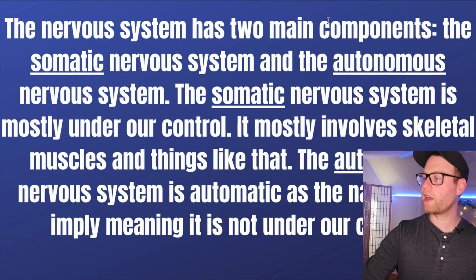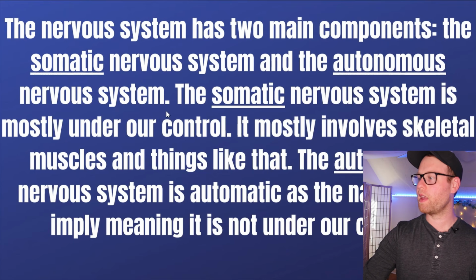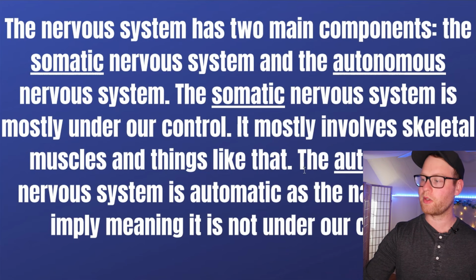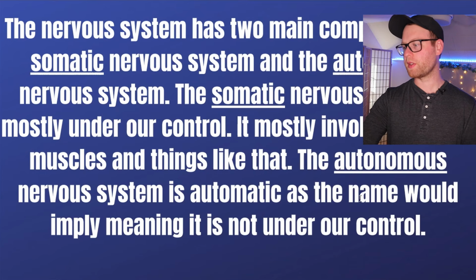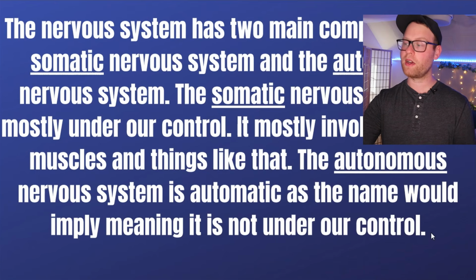Anyway, moving on here, the nervous system has two main components, the somatic nervous system and the autonomic nervous system. The somatic nervous system is mostly under our control. It mostly involves skeletal muscles and things like that. Again, skeletal muscles being something like my biceps, something that I have total control over, versus smooth muscles, many of which are internal to our bodies and we don't have direct control over them. The autonomic nervous system is automatic, as the name would imply, meaning it is not under our control.